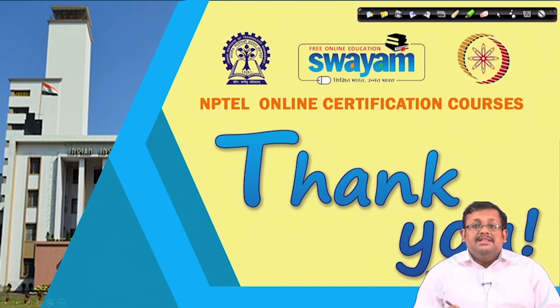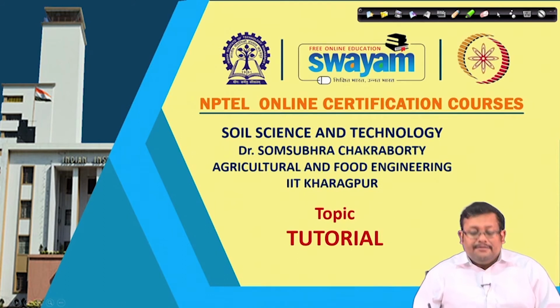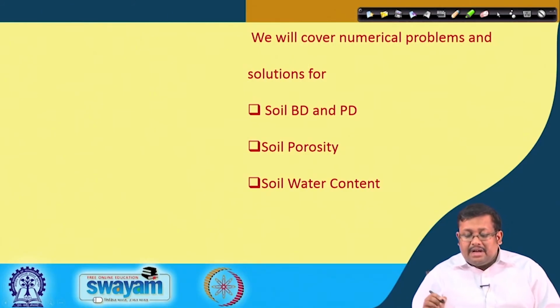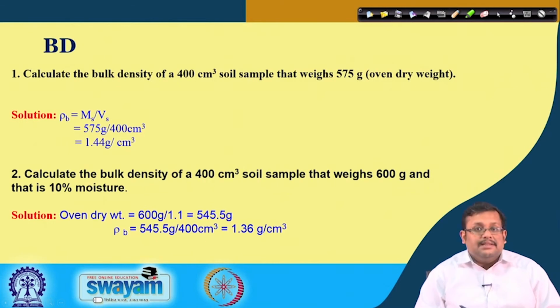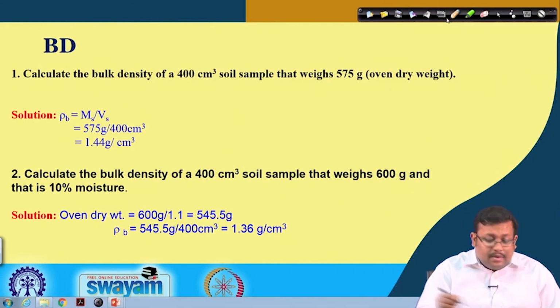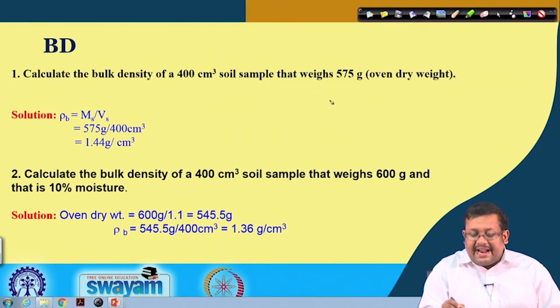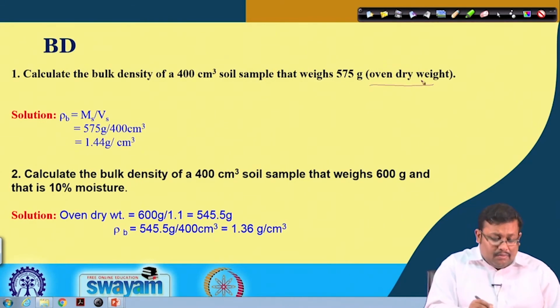So, we have finished this lecture of measurement of soil water content. Let us start a tutorial focusing on different mathematical problems and solutions for soil bulk density and particle density, soil porosity and soil water content. So, let us start with the bulk density calculation. You can see the first question is: calculate the bulk density of a 400 cubic centimeter soil sample that weighs 575 grams, which is an oven dry weight. So, we have to calculate the bulk density.